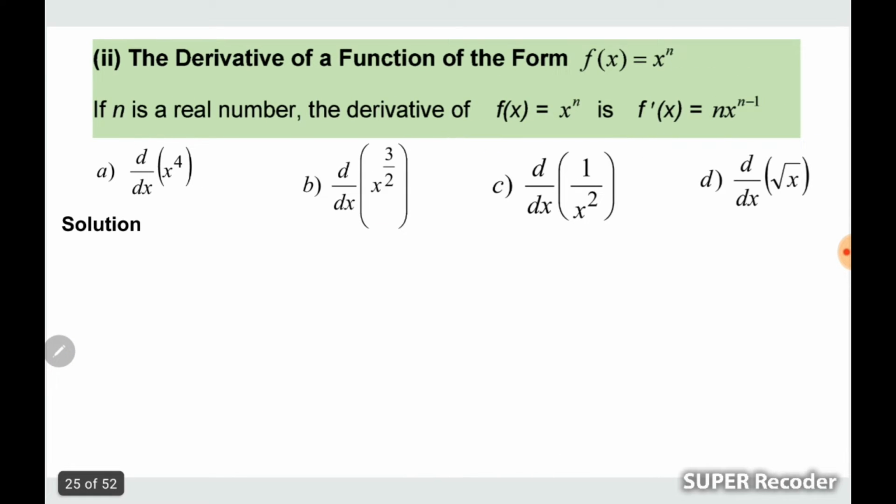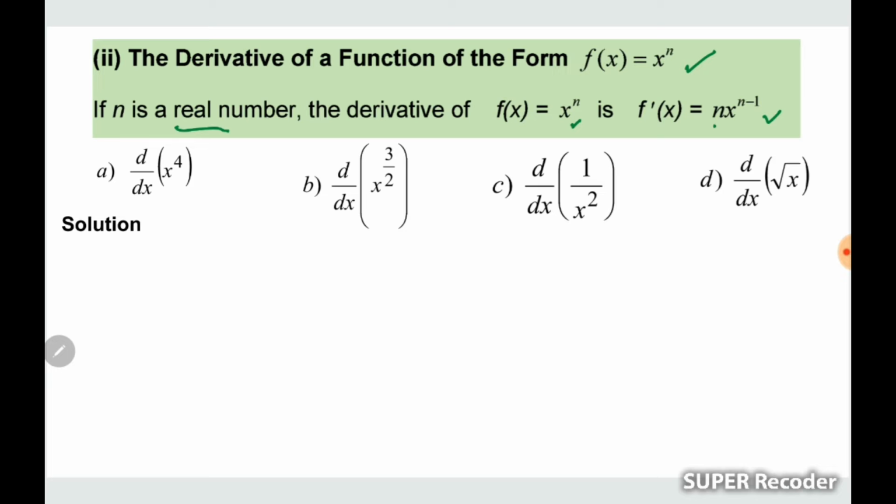Number 2, the derivative of a function of the form f(x) equals x to the power of n. So what is n? N is a real number. The derivative of f(x) equals x to the power of n is f prime x equals n multiplied with x to the power of n minus 1. Okay, you have to bring n in front, and the power for x you have to minus 1.